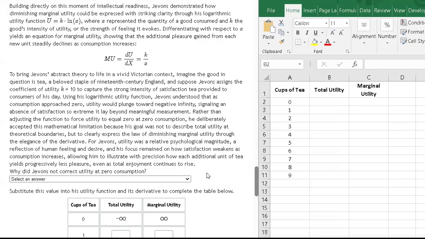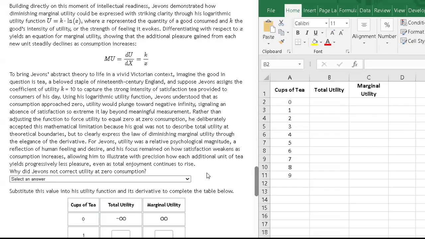Using his logarithmic utility function, Jevons understood that as consumption approached zero, utility would plunge toward negative infinity, signaling an absence of satisfaction so extreme it lay beyond meaningful measurement. Rather than adjusting the utility function to force utility to equal zero at zero consumption, he deliberately accepted this mathematical limitation because his goal was not to describe total utility at theoretical boundaries, but to clearly express the laws of diminishing marginal utility through the elegance of the derivative.